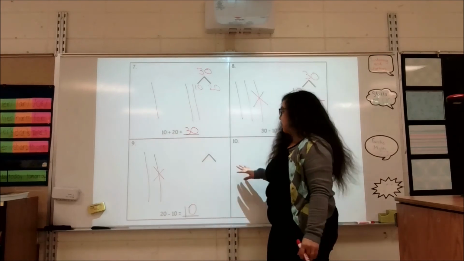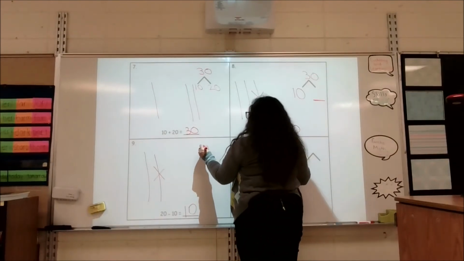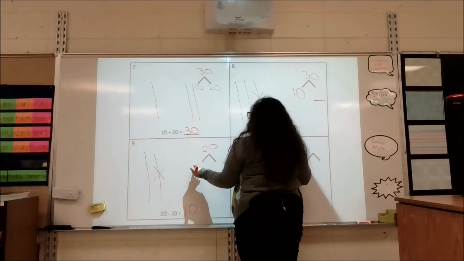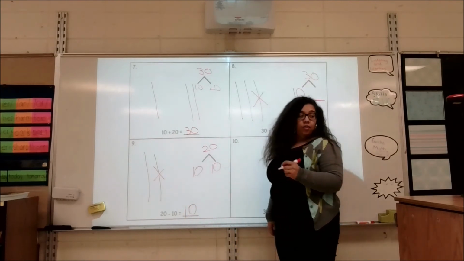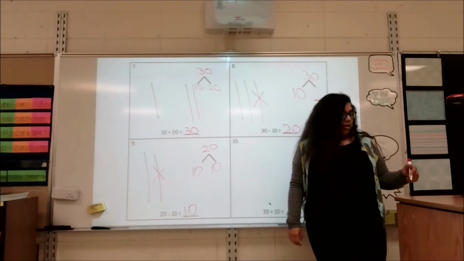Great work. Now let's complete the number bond. Our whole that we started with in this case was 20. We took away a group of 10 and we were left with a group of 10. 10 and 10. Good job.